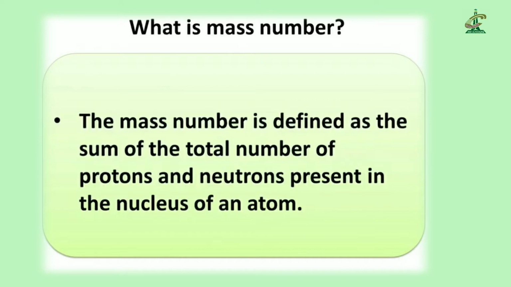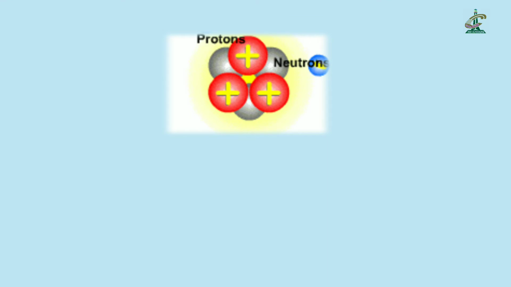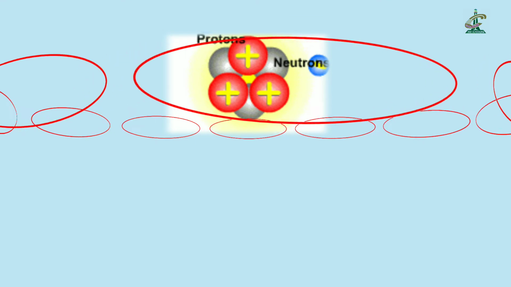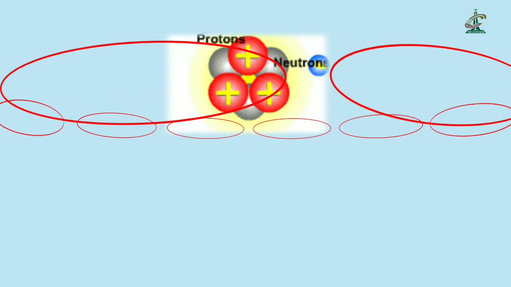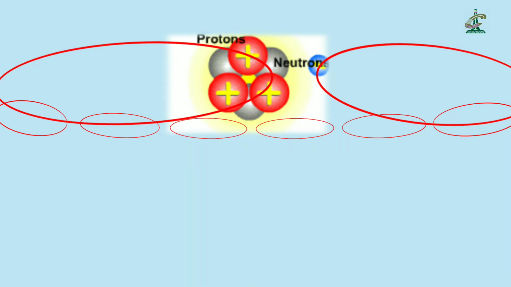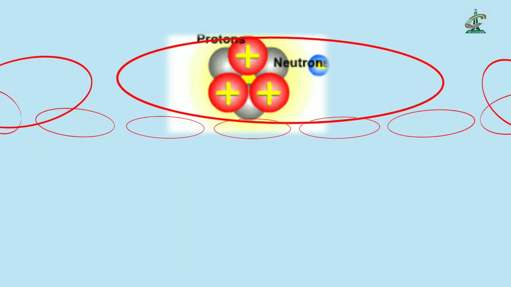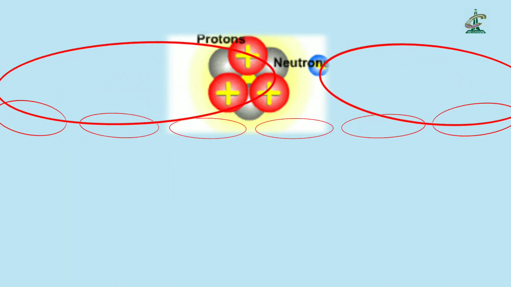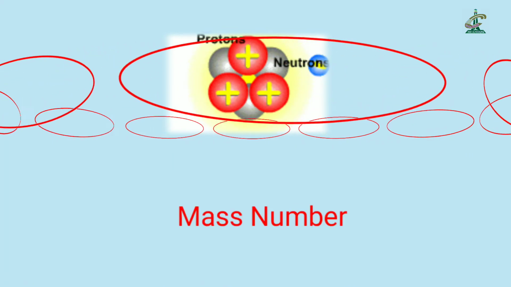Just like this imaginary example, we can find mass number with the total number of protons and neutrons present in the nucleus of an atom. Just like this example, an element always has a particular number of protons and neutrons in its nucleus. So the sum of the number of protons and neutrons is called mass number.